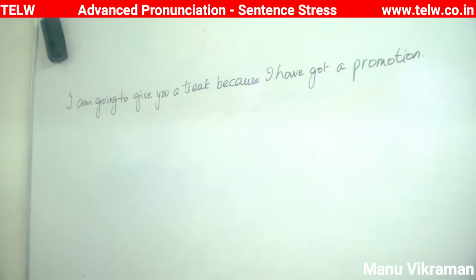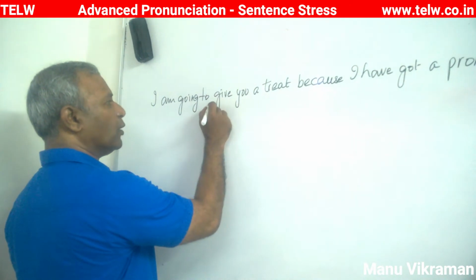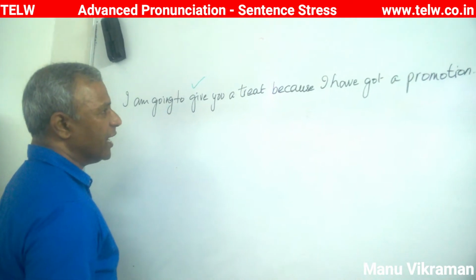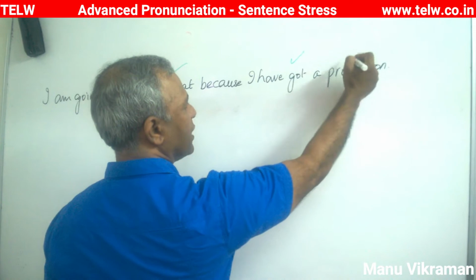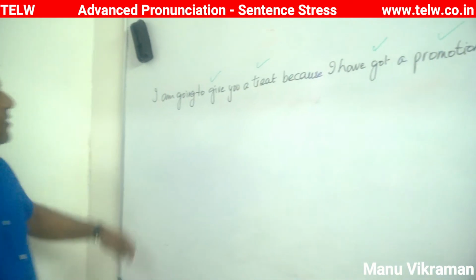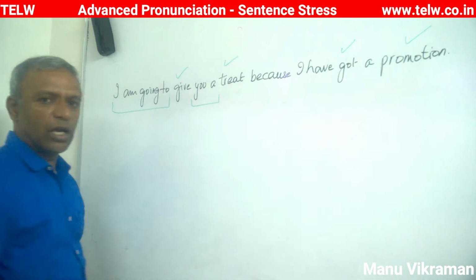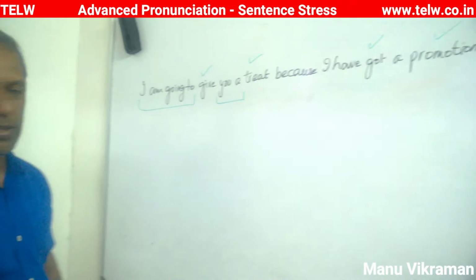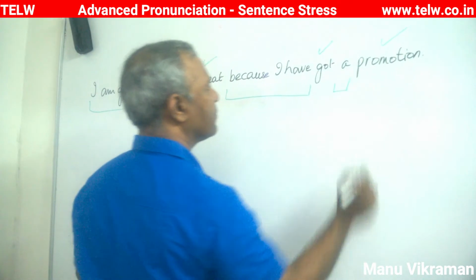First, he's going to stress on certain major important words, technically called the content words. So in this sentence you have give, treat, got and promotion, the 4 content words. And the others are therefore the unimportant non-keywords, non-content words, or I'd like to call it the grammar words.